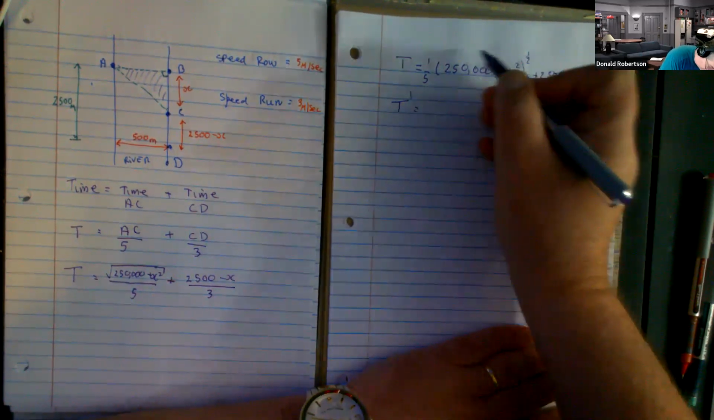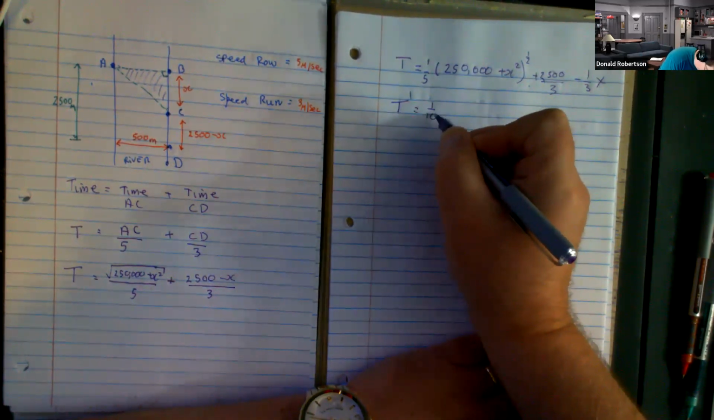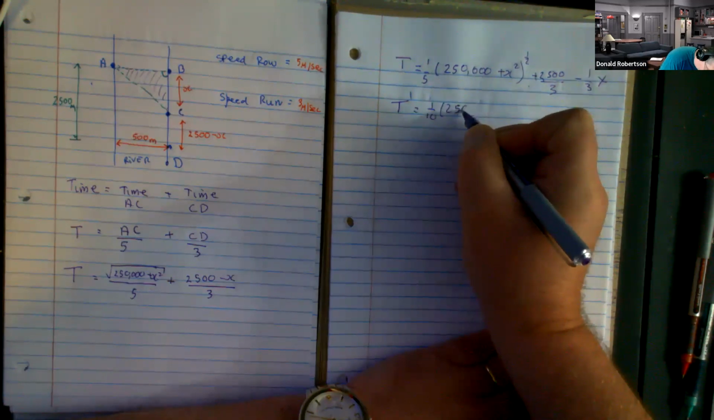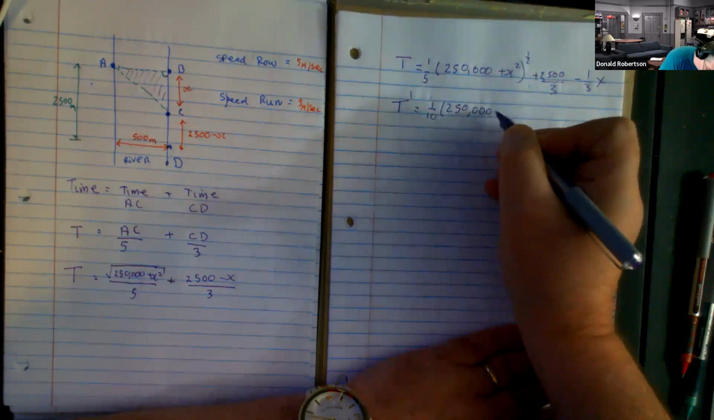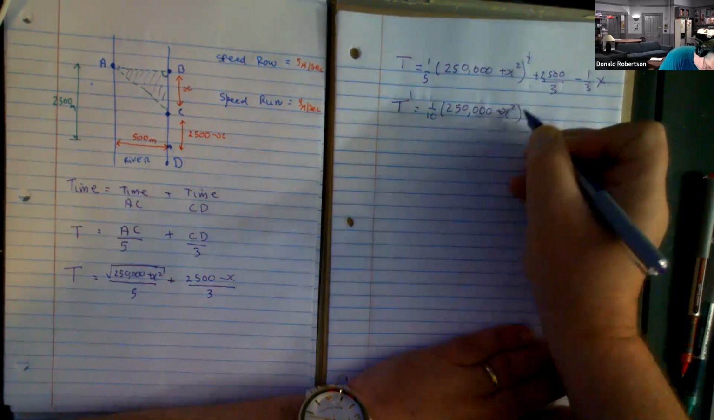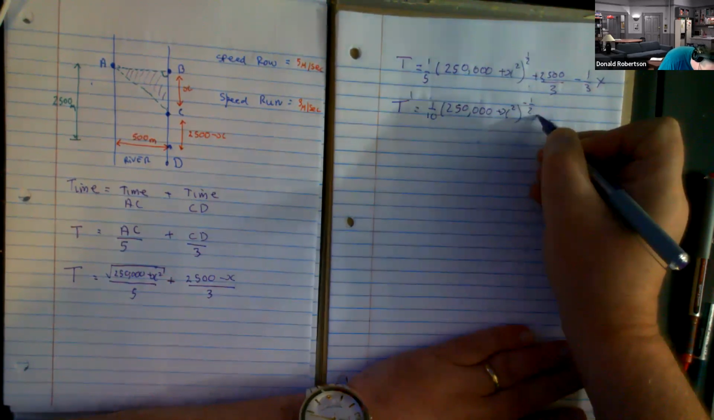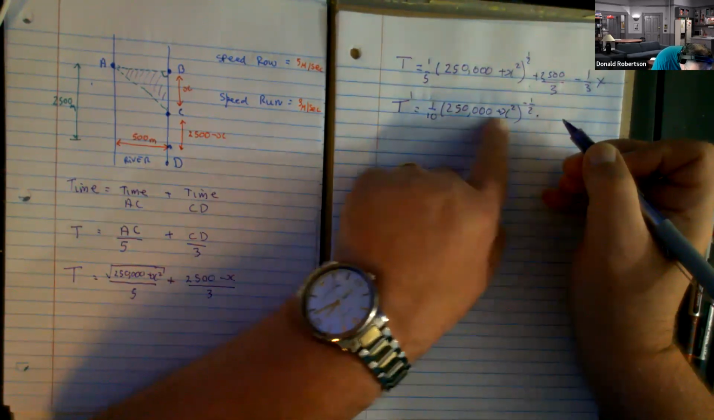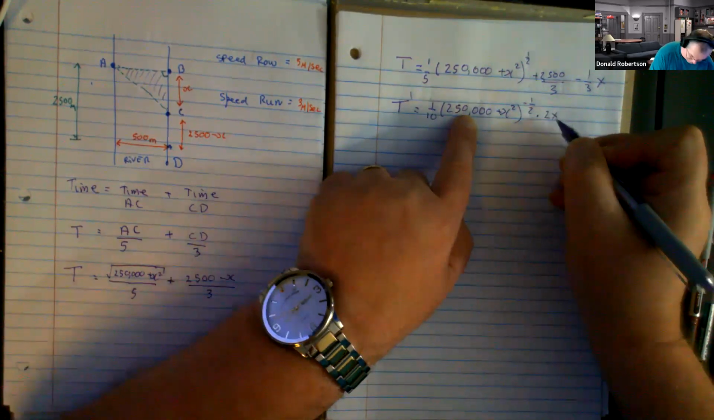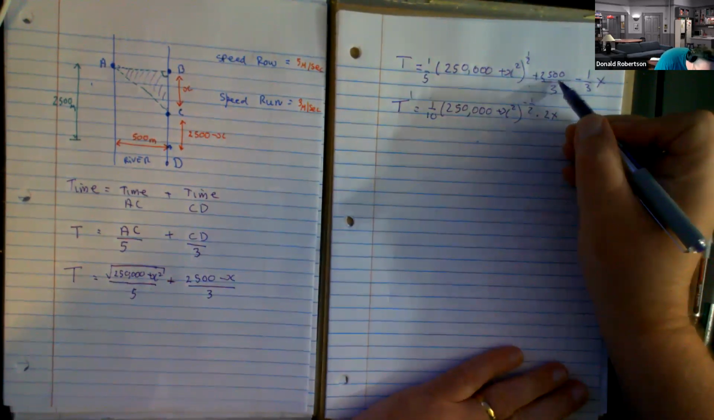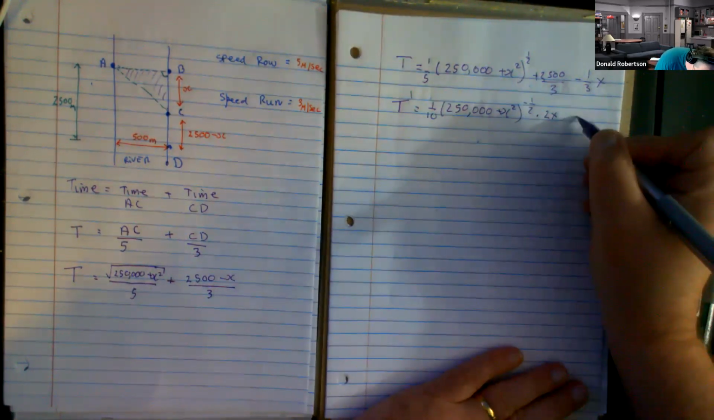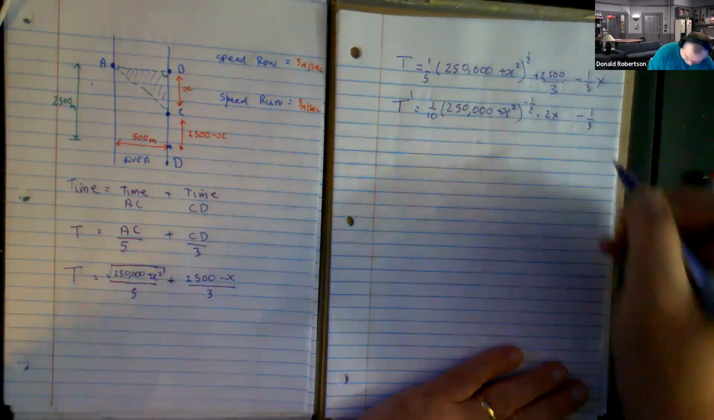Power rule, multiply by the power, and then reduce the power by 1. Times the derivative of the inside function, which is 2x. Differentiate a number, it's gone. Differentiate that guy, you get 1/3.